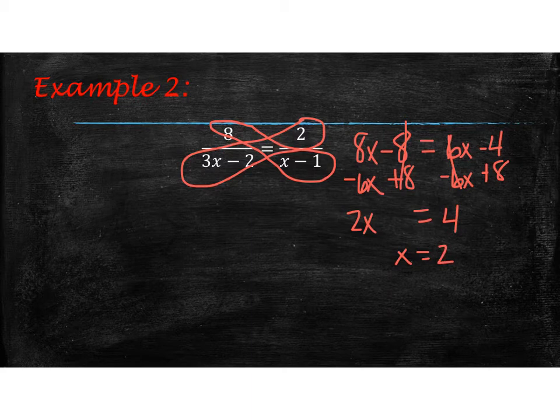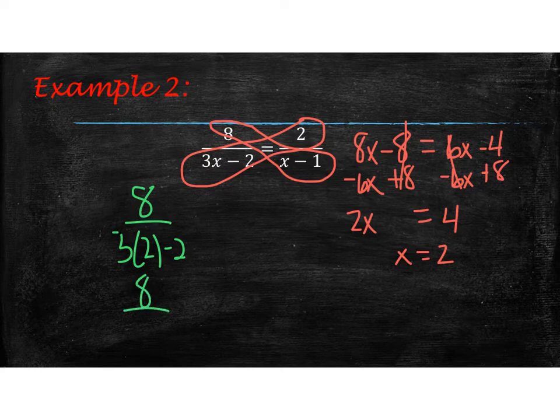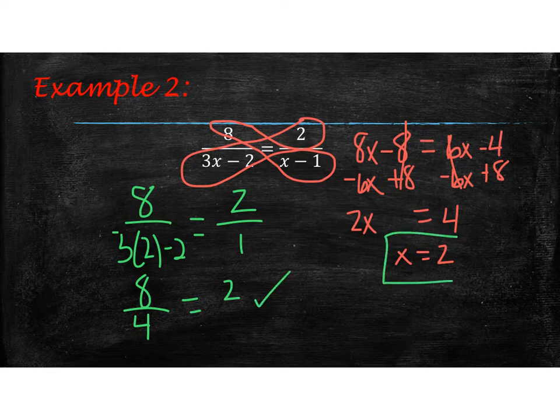Now let's check it. 8 over 3 times 2 minus 2 is 8 over 6 minus 2, that would be 4, so that would be a 2. But let's go ahead and simplify the other fraction. So 2 over 2 minus 1 would be 1. So then does that equal? And yes, it does. So that is your answer.